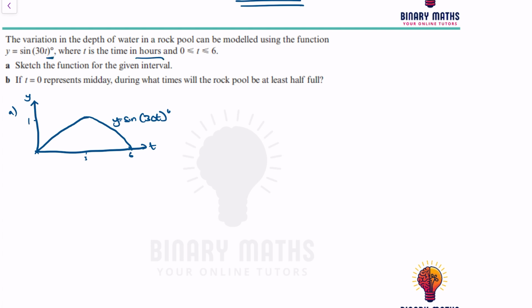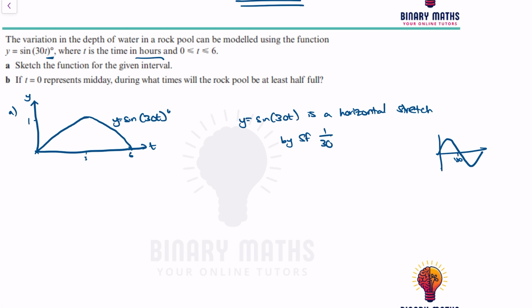The other way of thinking about it is y is equal to sine 30t is a horizontal stretch by scale factor 1/30. So that means that when you had this sine graph that goes through 180 like this, now 180 divided by 30 would be 6. So now it will go through at 6, so that will be at 12. So it's a horizontal stretch by scale factor 1/30. So you're expecting that shape.